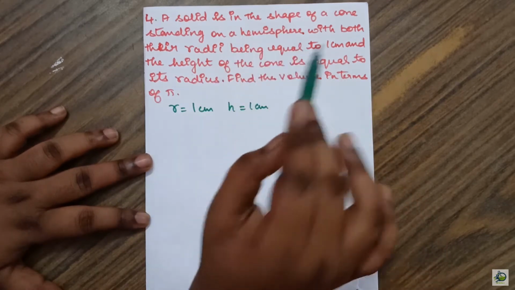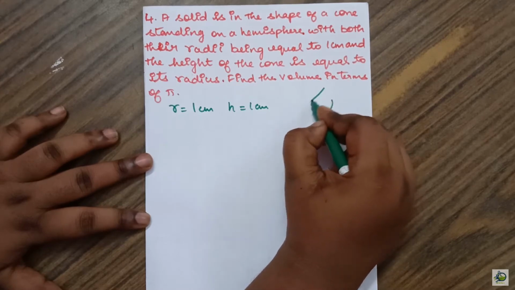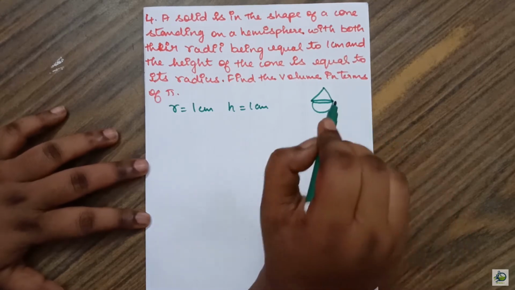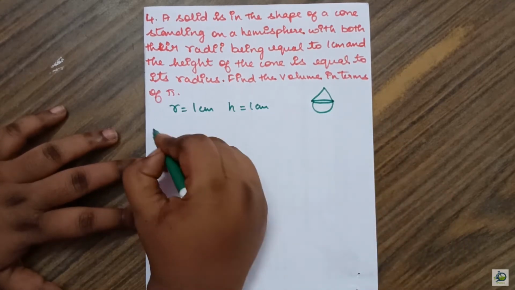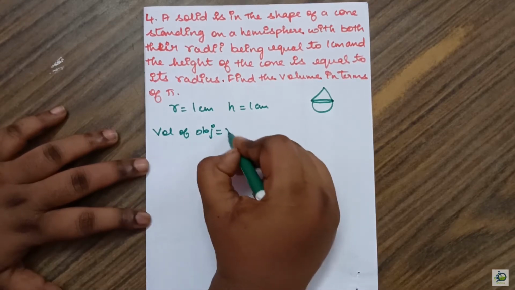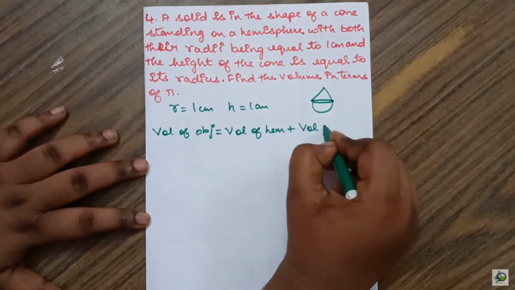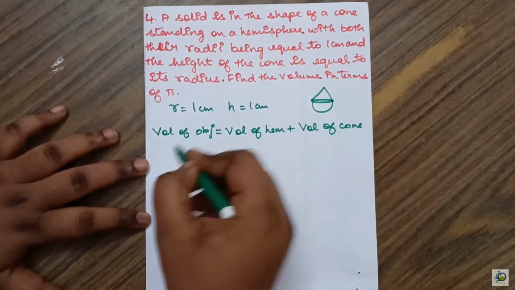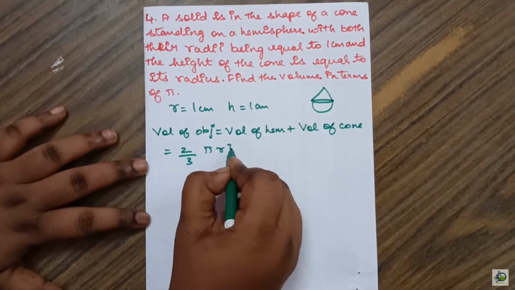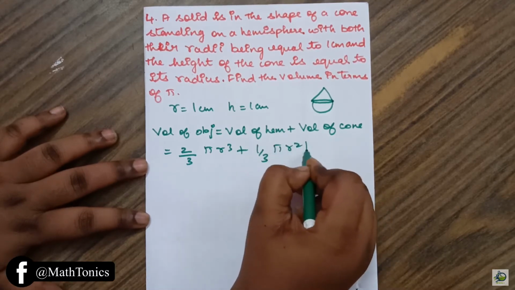It is given that a cone is standing on a hemisphere. So a hemisphere and a cone is standing on it. Okay, so now what we are going to find is the volume of the object. So volume of object is nothing but volume of hemisphere plus volume of cone. So volume of hemisphere formula is 2 by 3 pi r cube plus volume of cone is 1 by 3 pi r square h.